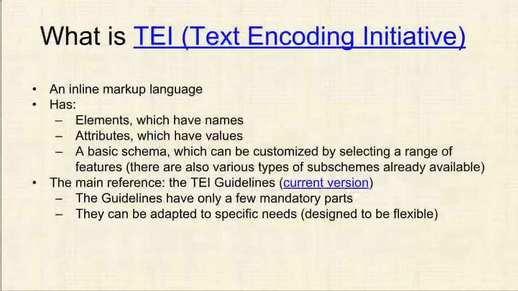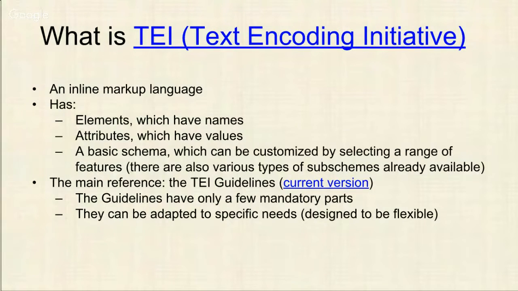So what is TEI? TEI, the Text Encoding Initiative, is a type of inline markup language. It also provides actually not just one schema, but a variety of sub-schemas. As a markup language, it has elements, it has attributes, it has a basic schema, which can also be customized. The idea behind TEI was to give a variety of indications for creating digital publications and text in machine-readable format that should be as flexible as possible, with very few mandatory parts.